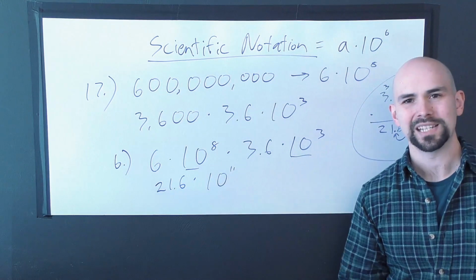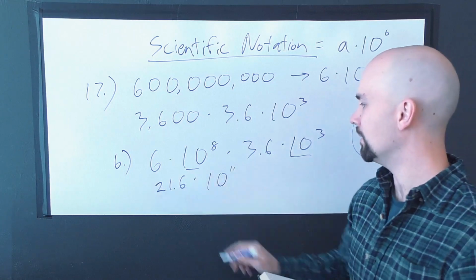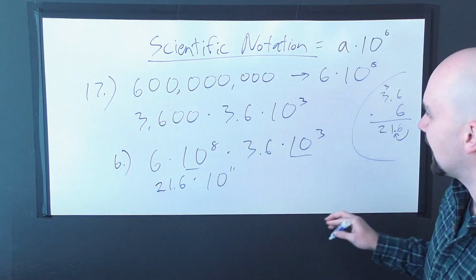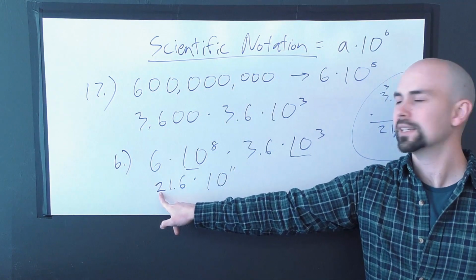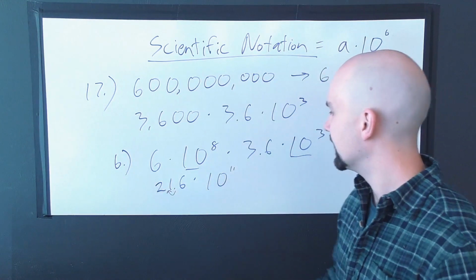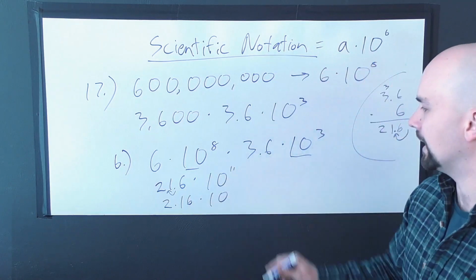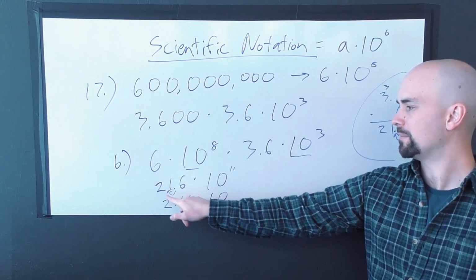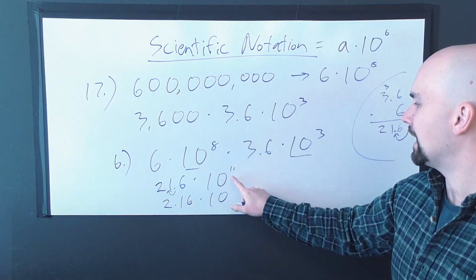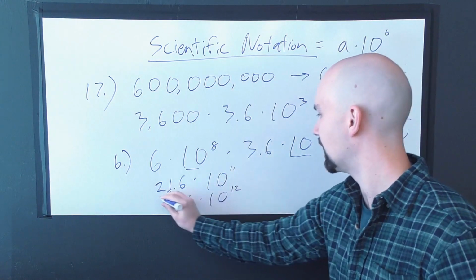Now am I done? Am I in scientific notation? Very nearly, but I got one problem. I can't have 21.6 because that's bigger than 10. For scientific notation, I need to have my first non-zero digit immediately to the left of my decimal. So I've got to move my decimal over 1. And so I get 2.16 times 10 to the power of, it was 11, but I had to divide my number by 10 in order to make it scientific notation format. So I have to compensate for that by multiplying it by 10 over here. So instead of 10 to the power of 11, it's 10 to the power of 12.